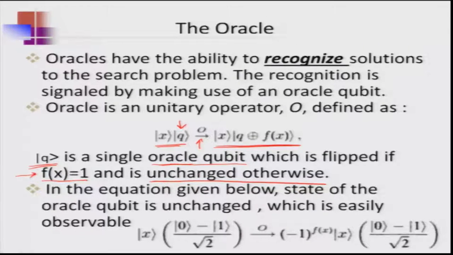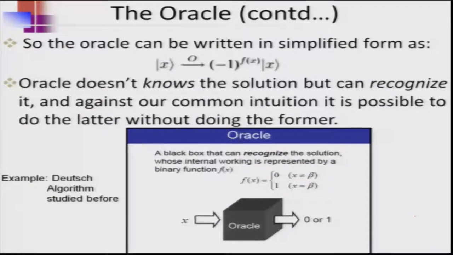As long as the operator does not give the result of being flipped, we continue the process. We look for the search. In the equation given below, the state of the oracle qubit is unchanged, which is easily observable. So when you take a state like this and see what is going on with it, the oracle qubit remains the same, which means I can keep on using it over and over again. That is the idea behind an oracle, that the oracle should keep on reporting the right solution in spite of not changing. In a simplified form, the oracle can be written in this form, where for the qubit you are going to have minus 1 to the power f of x times the qubit that we are looking for.